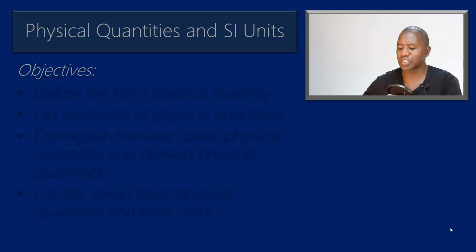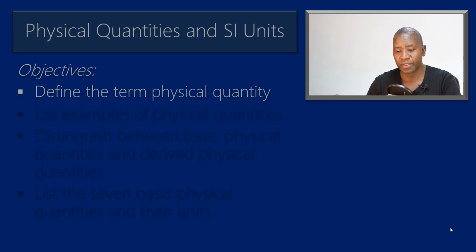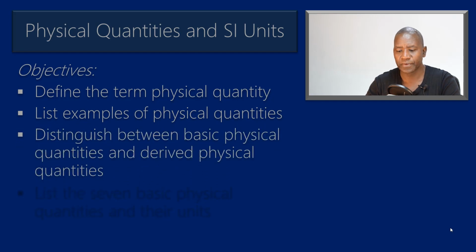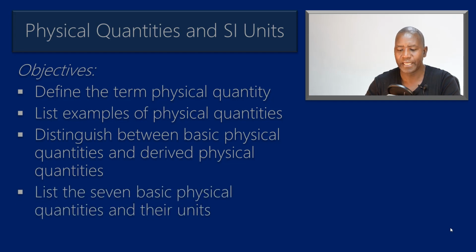And we want to start by looking at some of the objectives in this lesson. So by the end of this lesson, I will expect you to be able to define the term physical quantity, list examples of physical quantities, distinguish between basic physical quantities and derived physical quantities, and finally, list the 7 basic physical quantities and their units.